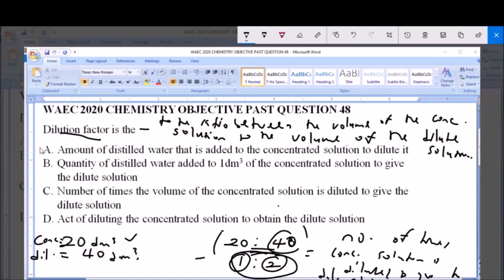That is why A is not the answer. It is not the quantity of water as well. That's why B is not the answer. And it is not the act of diluting the concentrated solution. That's why D is not the answer. So the answer is C. The number of times the volume of the concentrated solution is diluted to give the dilute solution.